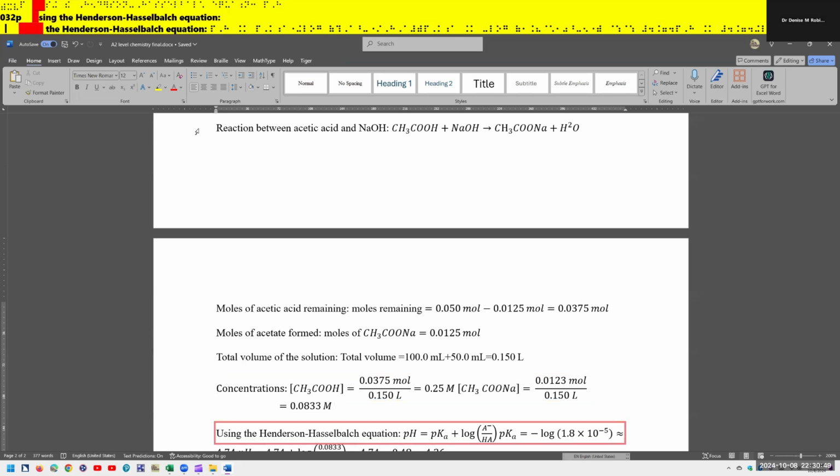Using the Henderson-Hasselbalch equation, math content pH is equal to pKa plus the log of open paren the fraction with numerator cap A superscript minus and denominator cap H cap A, end fraction, closed paren. pKa is equal to negative the log of open paren 1.8 times 10 to the negative 5 power closed paren is almost equal to 4.74. pH is equal to 4.74 plus the log of open paren 0.0833 over 0.25, end fraction, closed paren is almost equal to 4.74 minus 0.48 is equal to 4.26. Okay, that is pretty beautiful.